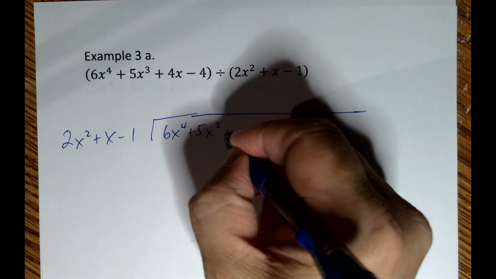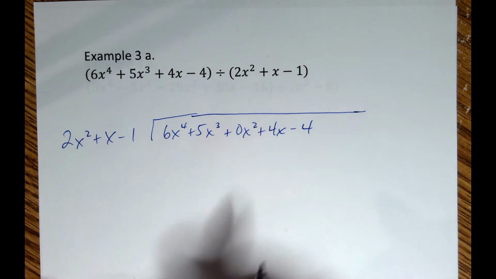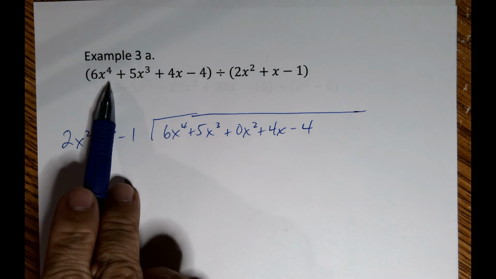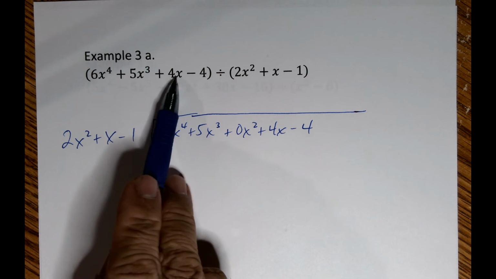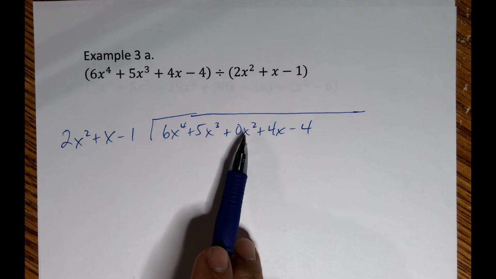Okay, now I'm going to put this term in here. Here I have the exponents going 4, 3, none. Oh, so 4, 3, then 1. It's missing the 2. So I put the 2 in there by putting in 0x squared.